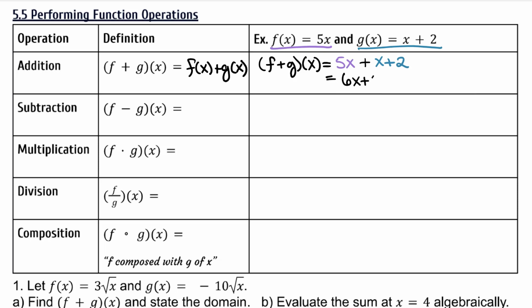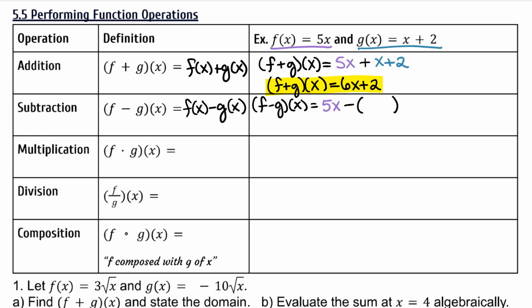Combine like terms, and you have your answer. F minus g of x is just f of x minus g of x, so subtract the functions. Distribute and combine like terms. And you have your result.